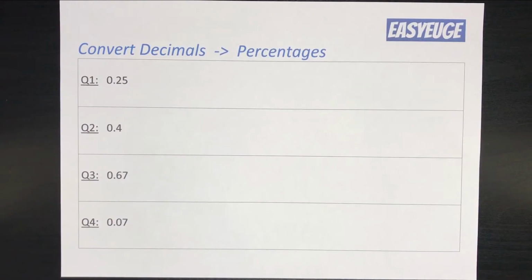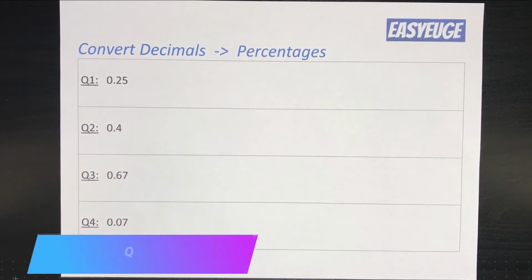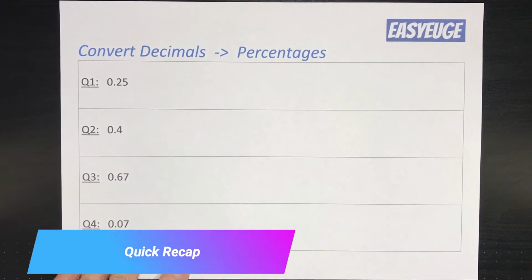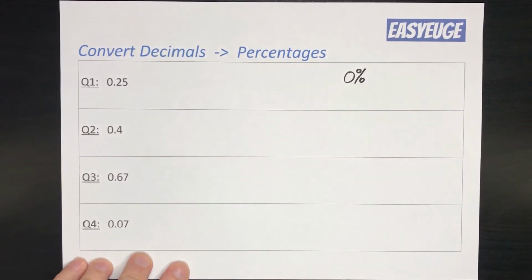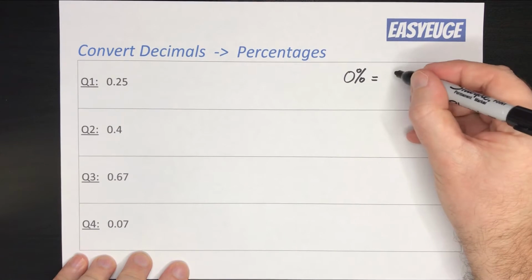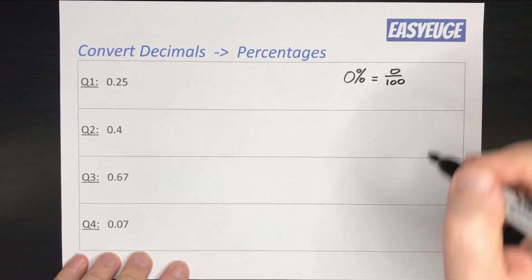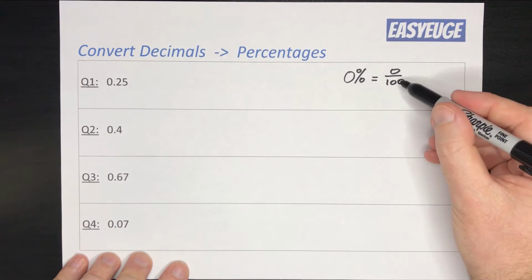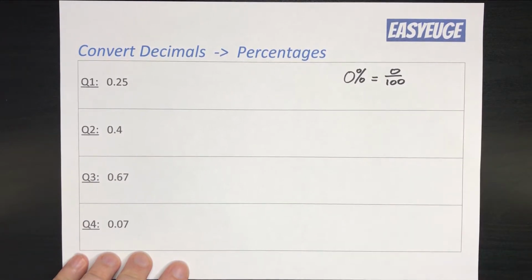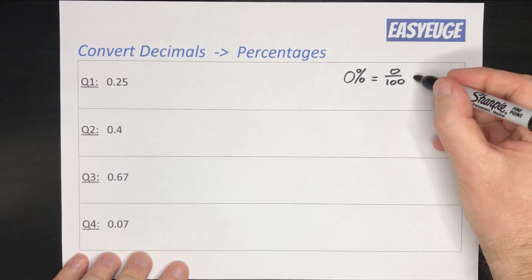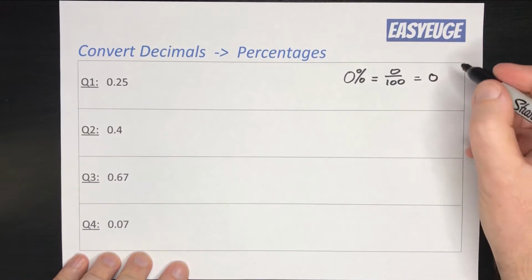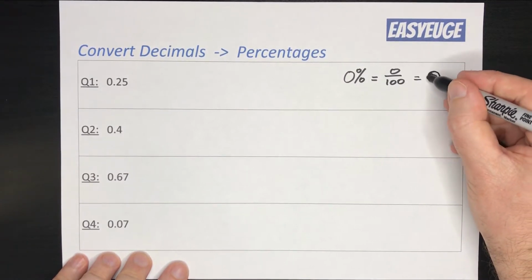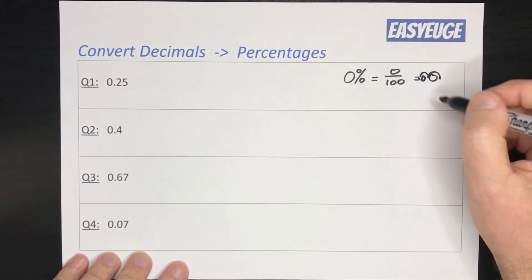Welcome to converting decimal numbers into percentages. So let's do a quick recap of where we are before we start. If we had 0%, that means 0 per 100. So as a fraction that is 0 over 100, which means per 100. What would that look like as a decimal? We would simply take the 0 and divide it by 100. So we would take the decimal point and move it 2 places to the left, and we would still end up with 0.